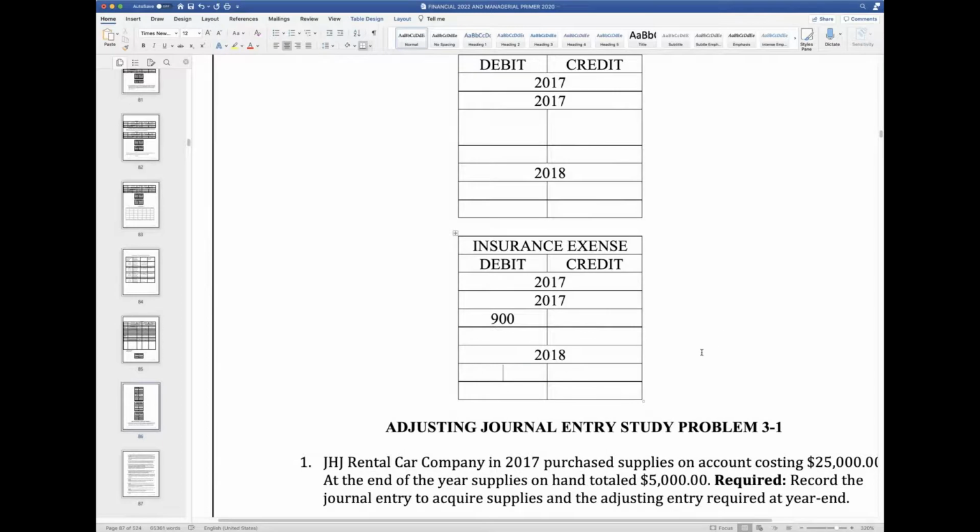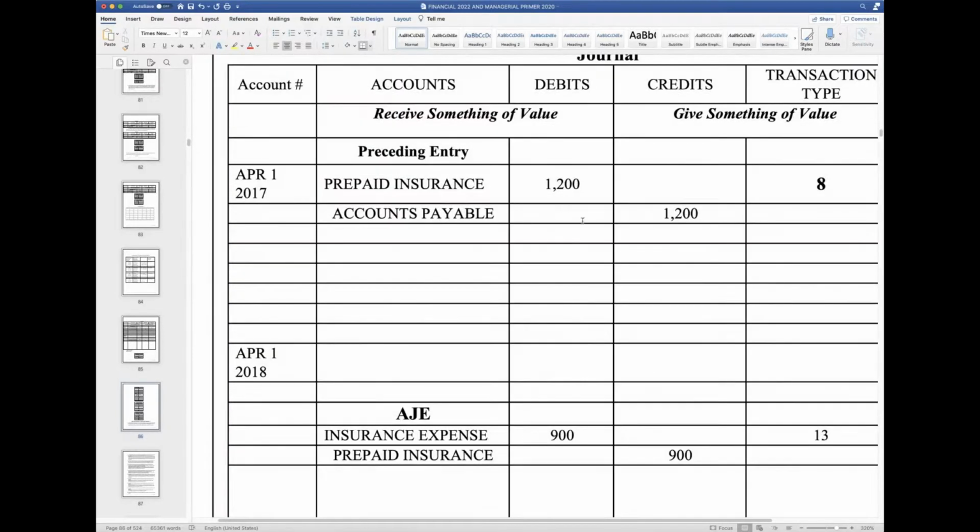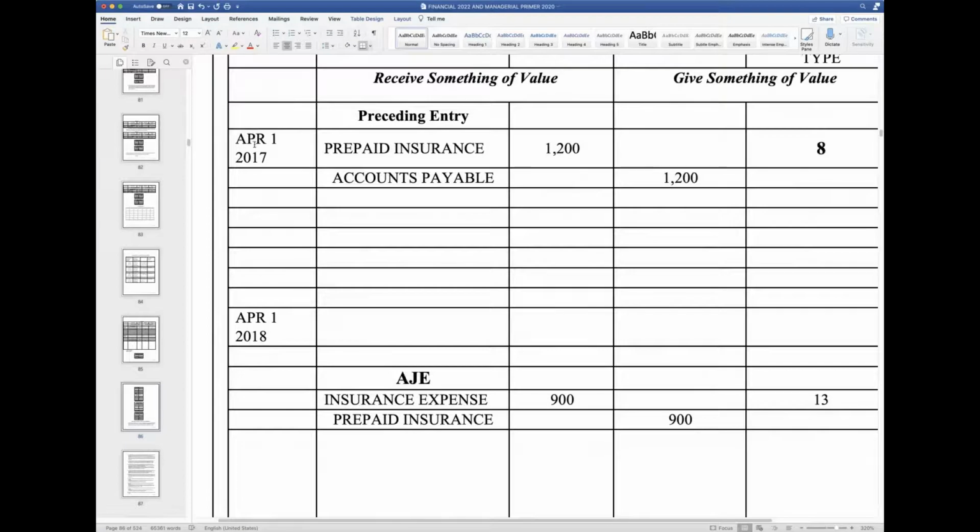So any questions as we go back up? Can you scroll back down? Let's go all the way back down. Okay. We bought insurance for $1,200. 9 months went by. We bought it on April 1st. 9 months went by, so it's no longer 1,200 prepaid. It's 300 prepaid. So the difference, 900, is an expense in 2017. So this is 2017.